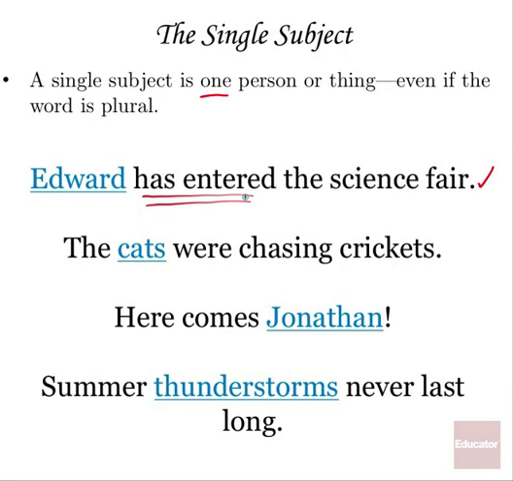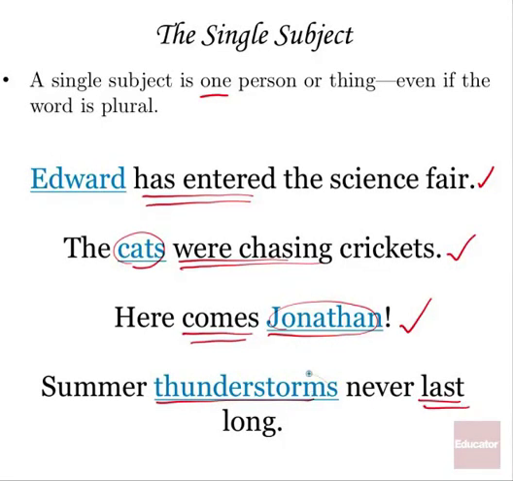The cats were chasing crickets. Note that even though we have multiple cats, we have one word that's doing that chasing. So the subject is cats, and it's a single subject. Here comes Jonathan. Our verb is comes, and only Jonathan is doing the coming, so single subject. Summer thunderstorms never last long. Our verb is last. Thunderstorms are what's doing that, so we have a single subject.